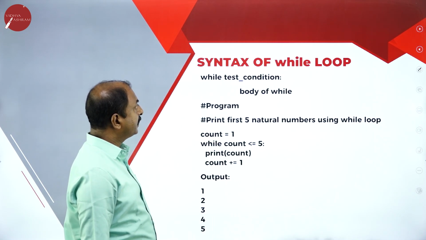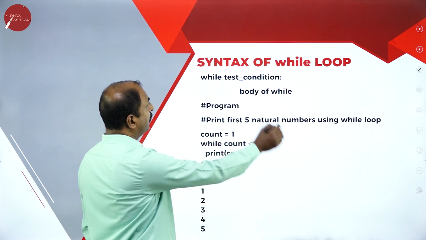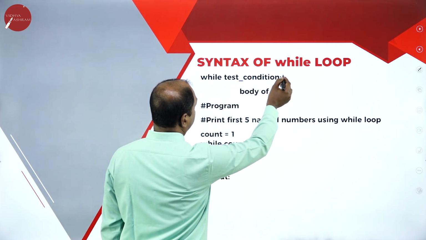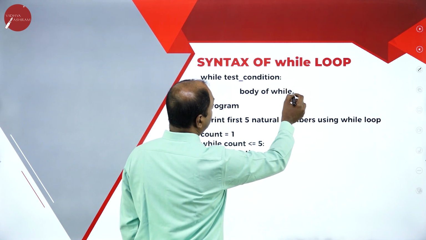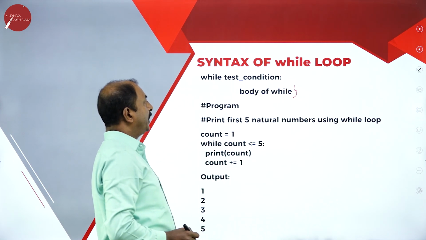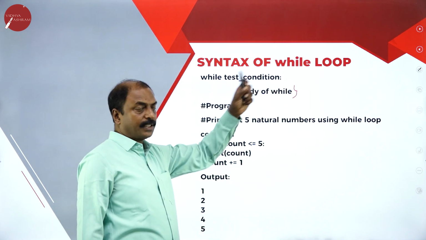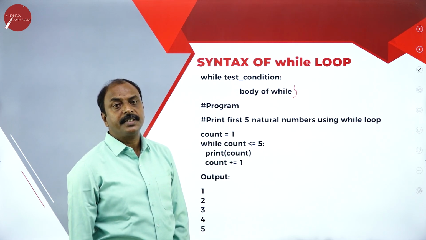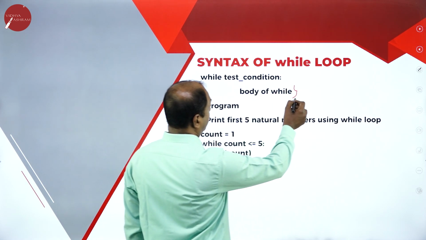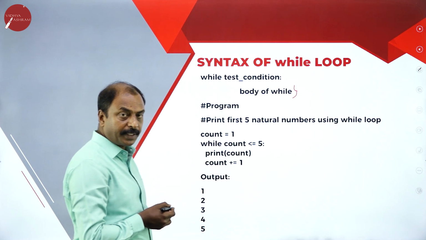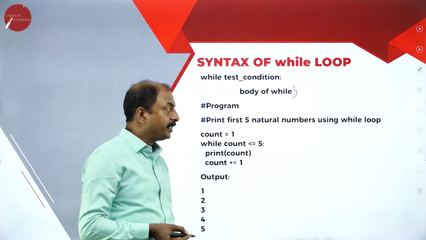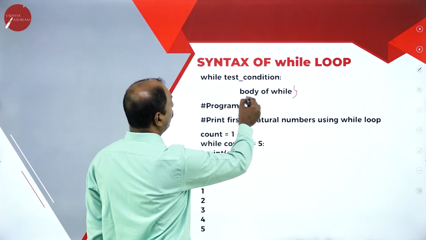Now in the next slide, see the syntax and examples. So this is the while keyword, this is the condition, colon, then the body of the while loop. As per the definition, first we check the condition. If the condition is true, it executes the statement or block of statements, and if the condition fails, it comes out of the while loop.